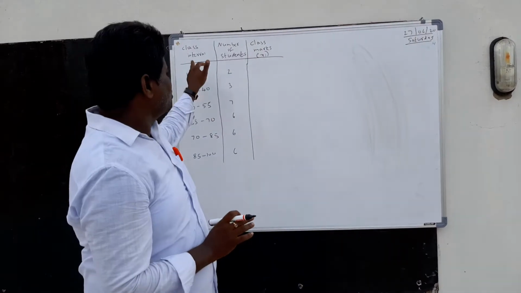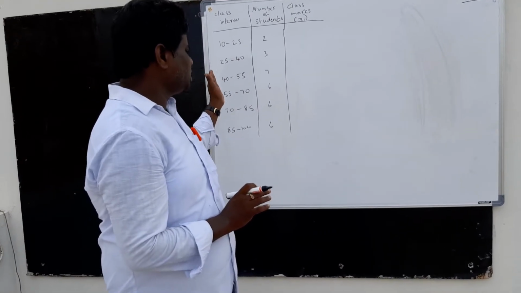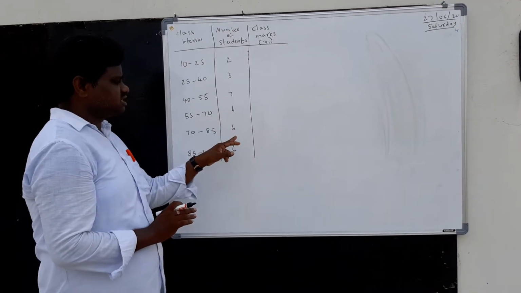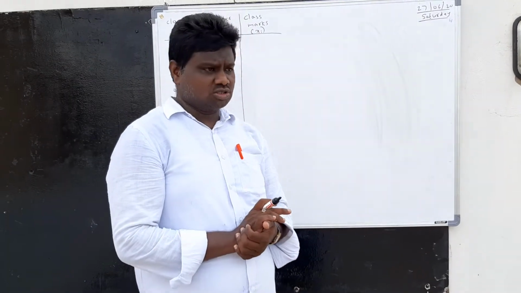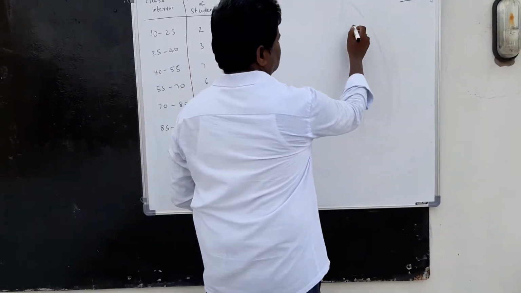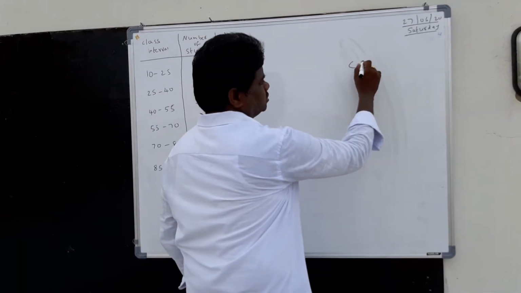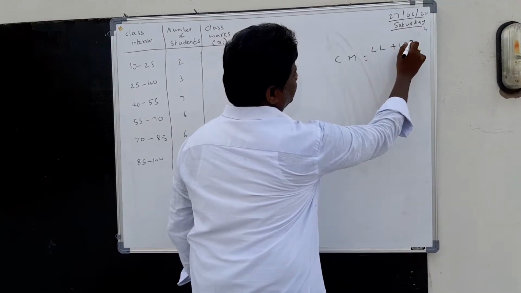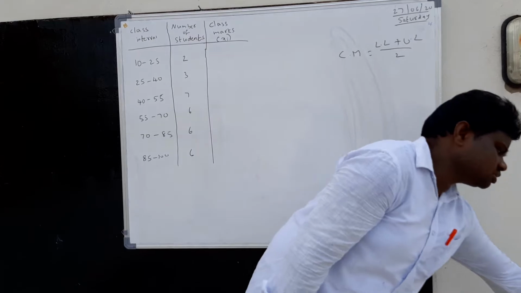So here what is the class interval they give? 10 to 25, 25 to 40, like that they give. Number of students they give 2, 3, 7, 6, 6, like that. Next you have to calculate the class marks. How do you get class mark? Already I told class mark is equal to lower limit plus upper limit by 2.